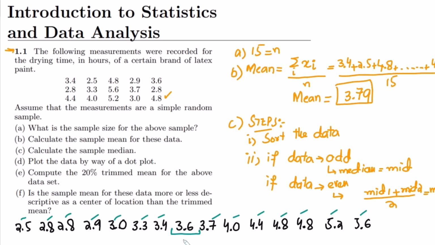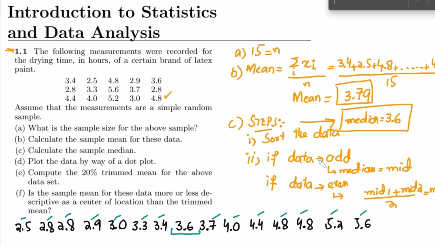Now as n is 15 here, the median for our data is 3.6. This is the answer of part C. So these are all the parts I have solved so far. Now let me remove these parts.